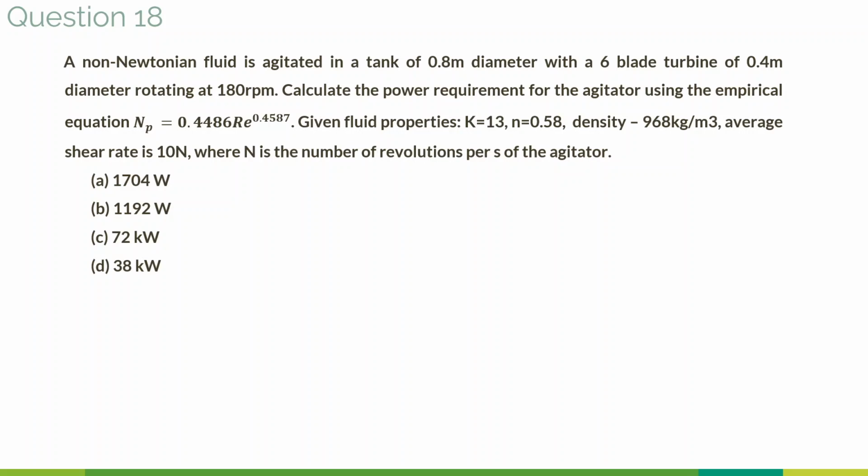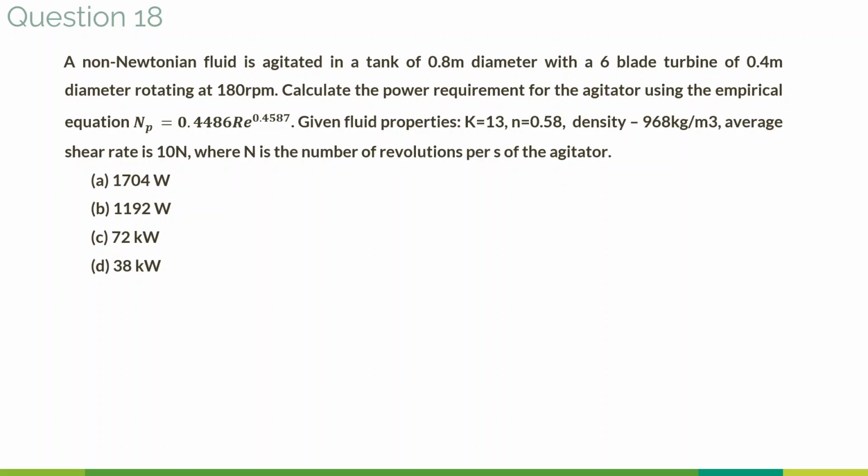Calculate the power requirement for the agitator using the empirical equation. NP is equal to 0.4486 Reynolds number to the power 0.4587. Given the fluid properties, K is equal to 13, n is equal to 0.58, density is equal to 968 kg per meter cube, and average shear rate is 10 into N, where N is the number of revolutions per second of the agitator. So in the previous question, apart from the operating variables, we had the power number, so it was a direct question to calculate the power requirement.